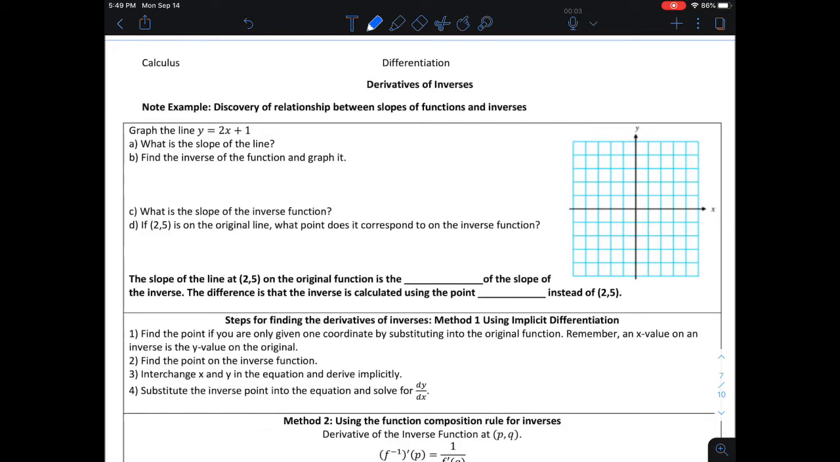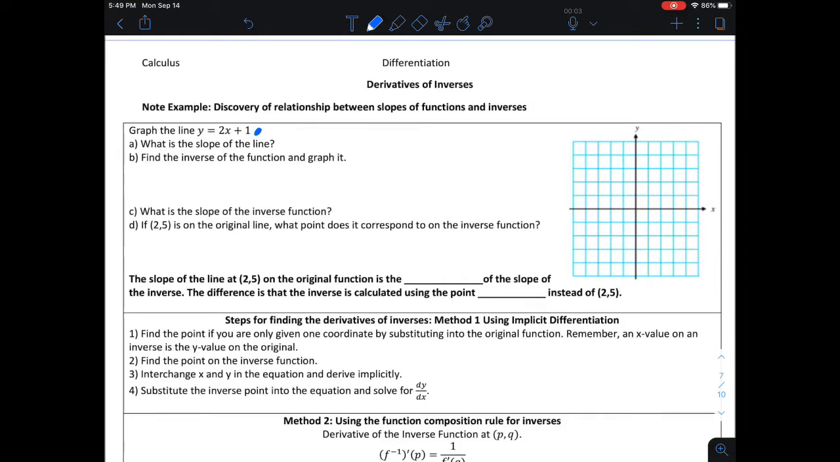Here in this video, we're going to look at a relationship between the derivative of an inverse function and the value of the derivative of the regular function, or the function that is its derivative. And we'll start with a little discovery exercise here. And so we want to start by graphing the line y equals 2x plus 1.